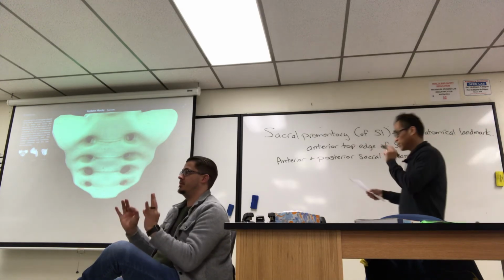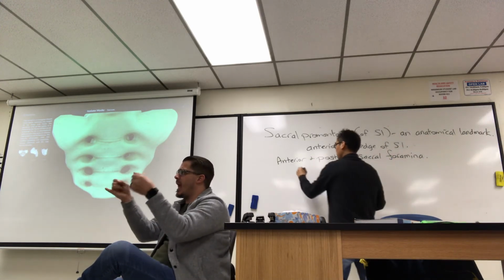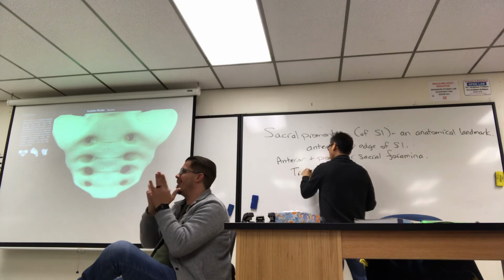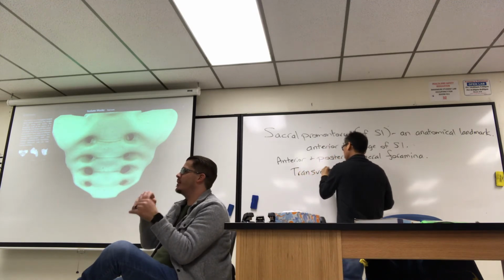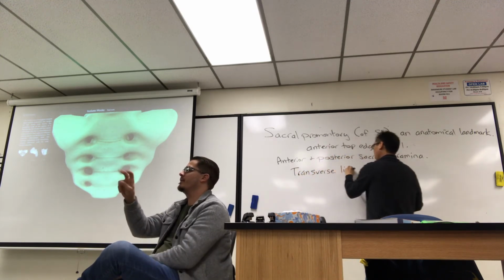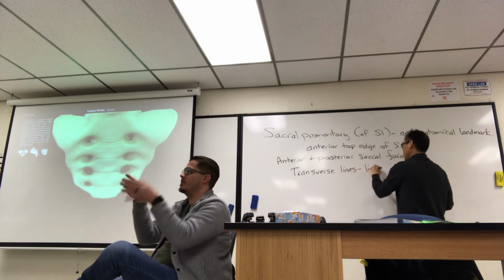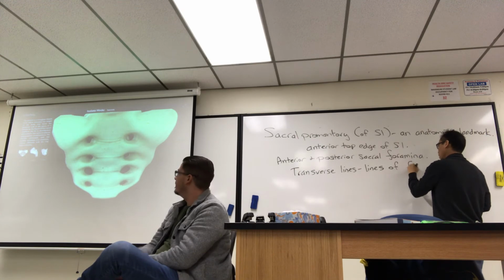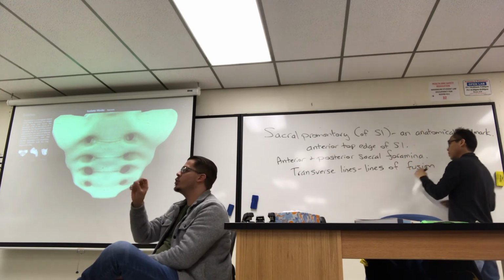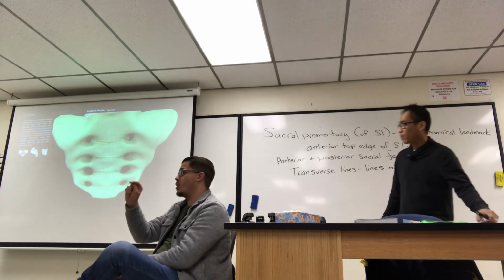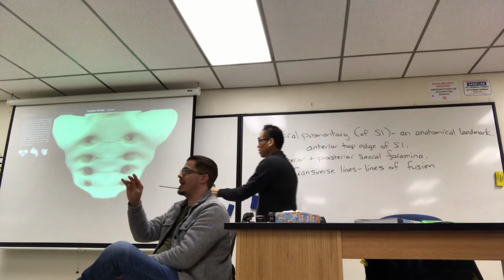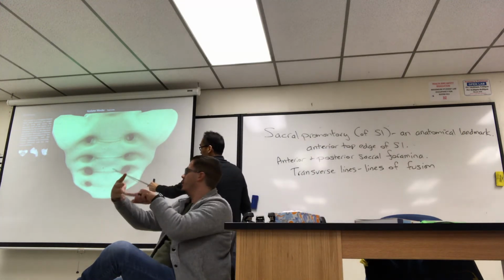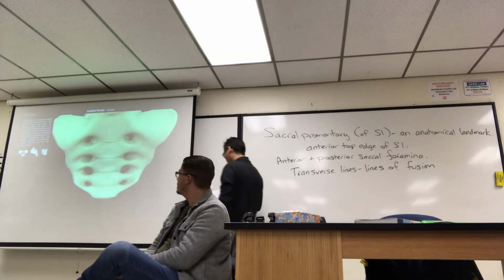Earlier I mentioned the lines of fusion. On your study list, I'm seeing them listed as transverse lines, but it's the same thing as those lines of fusion. Call them either one. Well, I see 4 of them, so I can point to any of them. 1, 2, 3, 4 lines of fusion.